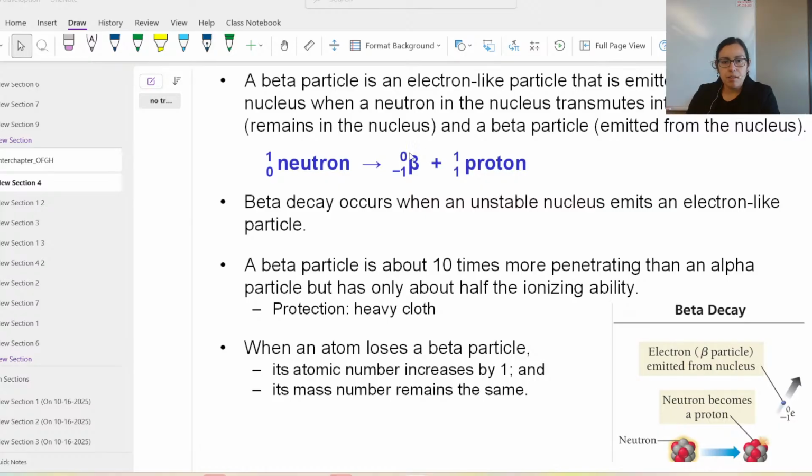beta decay, this is massless versus our proton. So 0 plus 1 gives us back the 1 for the neutron. And then negative for our, again, electron-like particle, so negative 1 there, versus our 1 plus proton. And again, add those two together, get back to 0 there.